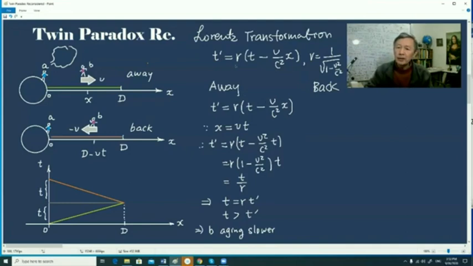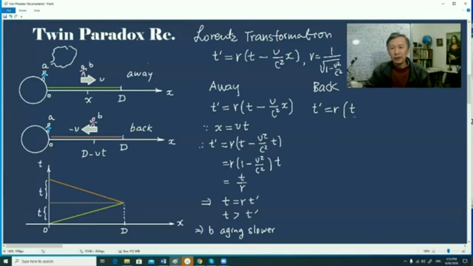Now here we can use the Lorentz transformation again, but bear in mind, we can use the same notation. We use t prime to represent the time on the moving frame, or the time used by his twin B. And the gamma factor, the Lorentz factor, will be the same. And the time t will be the same, because t is actually his clock.